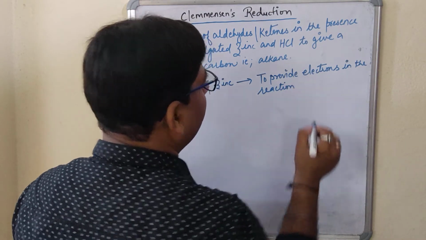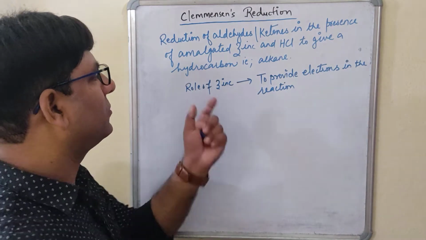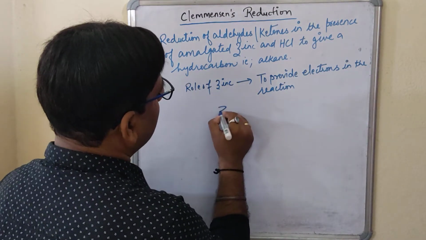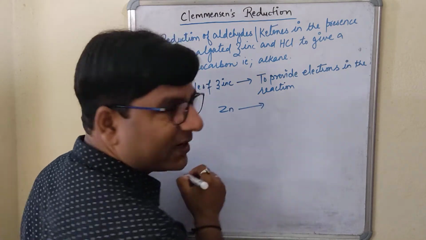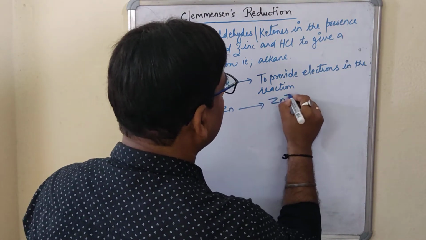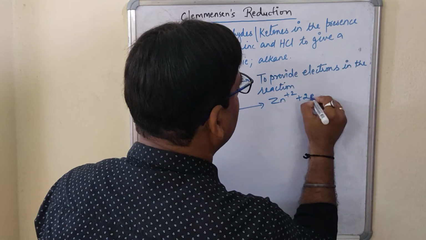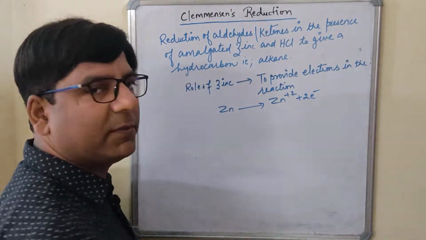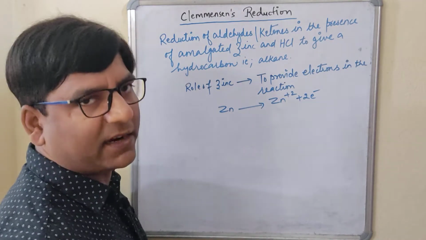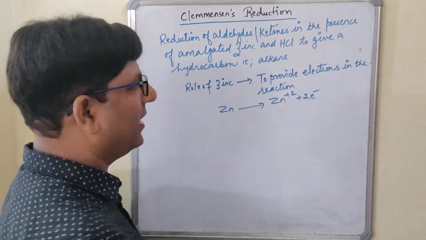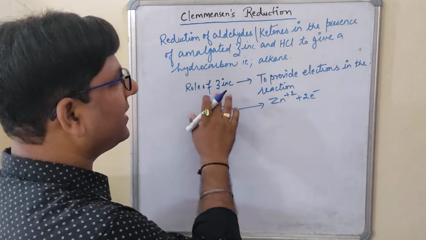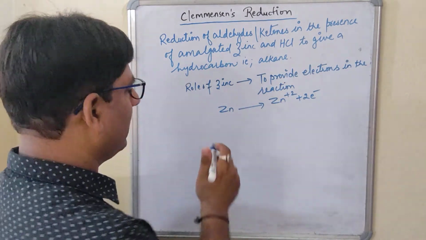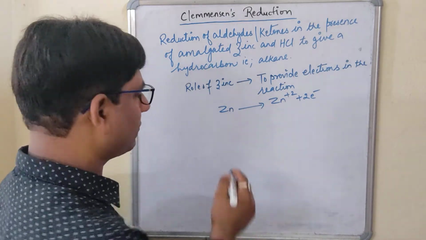Means here we are using the zinc so that this zinc will provide the electrons. See, zinc will lose 2 electrons to form Zn2 plus along with the 2 electrons, right? So these 2 electrons will be given during the reaction. We will see that in the mechanism. But you have to remember that the role of zinc is to provide the electrons in the reaction. Okay, you can say electronation.